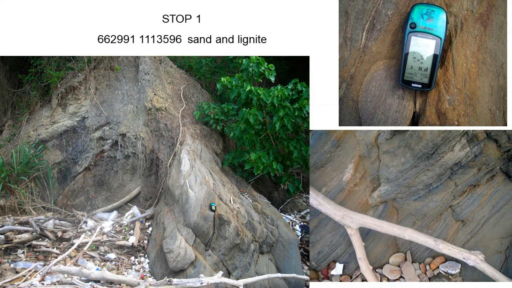At stop 1, we are looking at lignitic claystones overlying a sand bed. Within this lignite, there are no discernible tree trunks or rooted zone. The sands are parallel laminated, and these dark black to grey laminae tend to be predominantly lignite fragments.